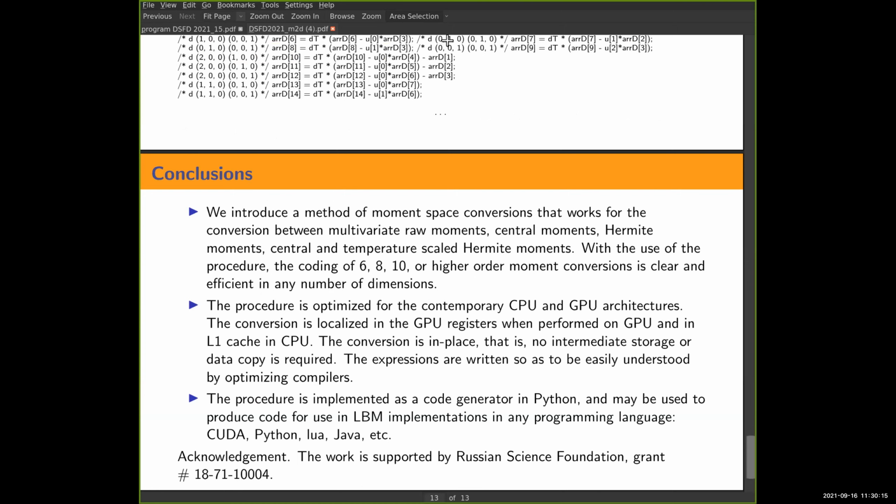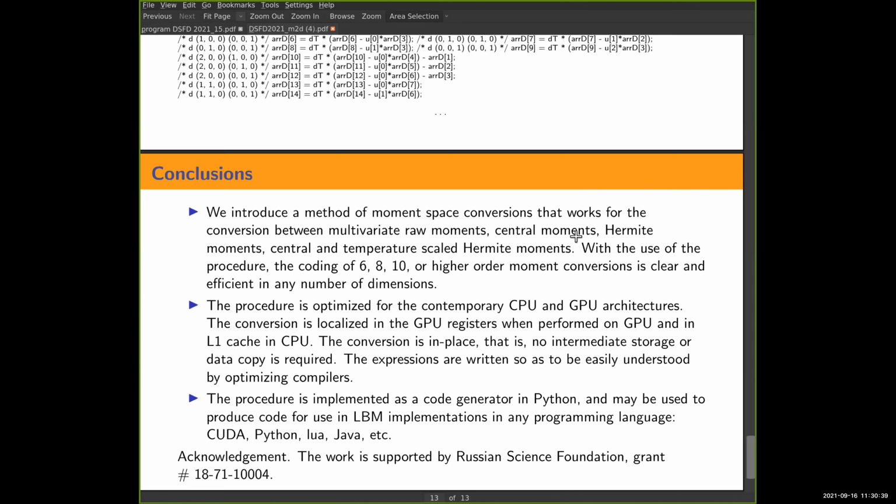As a conclusion, we introduced a method of moment space conversion that works for the conversion between multivariate raw moments, central moments, Hermite moments, and central temperature scaled Hermite moments. With the use of this strategy, the coding of 6, 8, or any high number of high order moment conversions is clear and efficient in any number of dimensions.